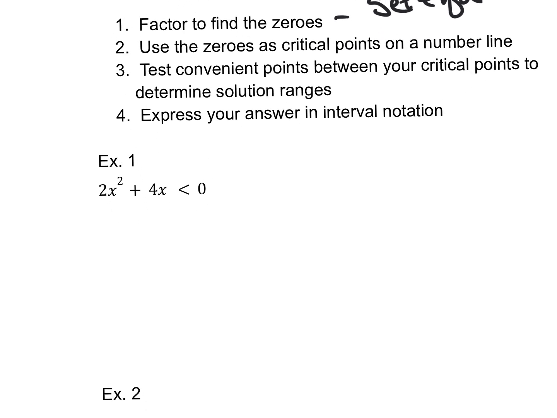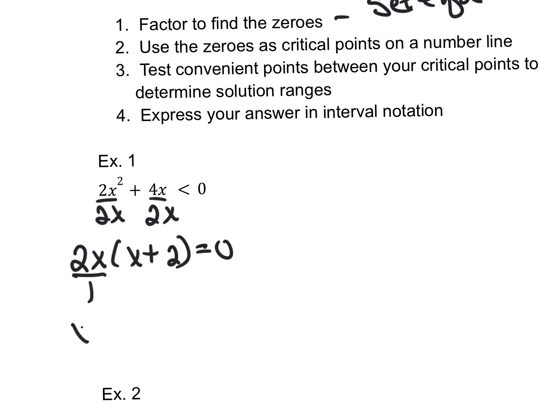Okay, so if we look here, we've got 2x squared plus 4x is less than 0. It's already set equal to 0. So if we factor it, we can take out a 2x out of both of them. We're going to have 2x on the outside, and we're going to have x plus 2. And we're going to use it as an equation right now, set equal to 0. If we set this first one equal to 0, we would get x equals 0. This one would be x equals -2.